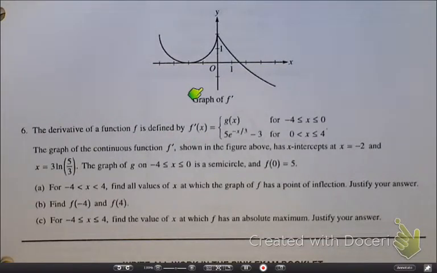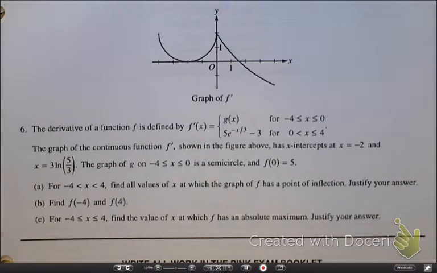All right. So look up here. This is a graph of f prime of x. And I told you guys, they love to give you this one. They love to give you the first derivative and ask you questions about the original function. It says the derivative of this function is defined by this equation right here. And it says the graph is continuous, and it has x-intercepts here and here, and it's a semicircle followed by a line. Not a line, but you know what I'm talking about. This is an exponential function.